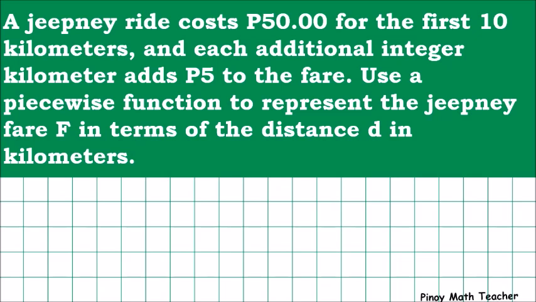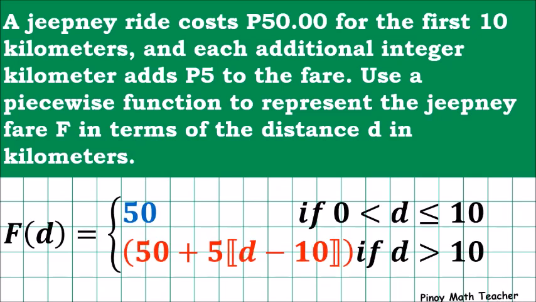So gamit ang piecewise function, f of d is equal to 50 if d is greater than 0 but less than or equal to 10. So kung ang distance na travel natin ay mas mababa or equal sa 10, 50 pesos ang ating babayaran. Second situation naman, kung mas mataas yung distance sa 10. So 50 plus 5 times floor of d minus 10.